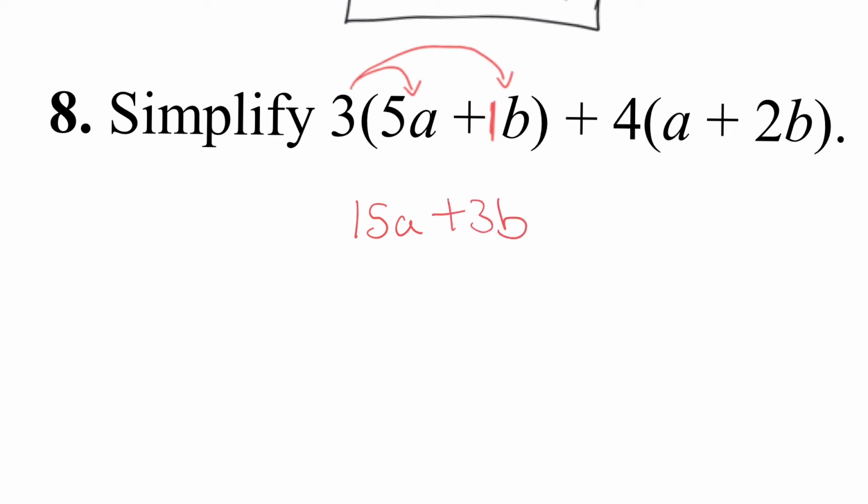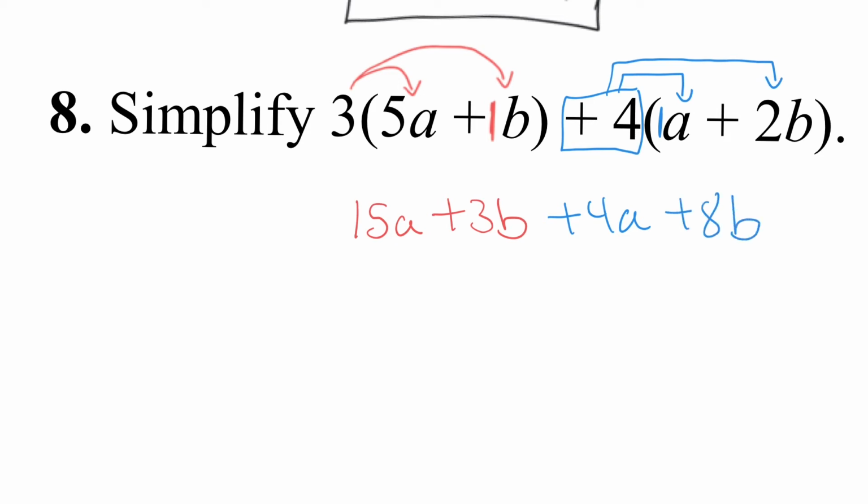You're multiplying. The next one, you have a positive 4, and you're going to multiply times the a, which has an invisible 1. That's going to be positive 4a. And the next one, positive 4 times positive 2b. That's going to be positive 8b. You have to combine like terms. Now, alphabetical order, A is before B, so I'm going to look at the A's.